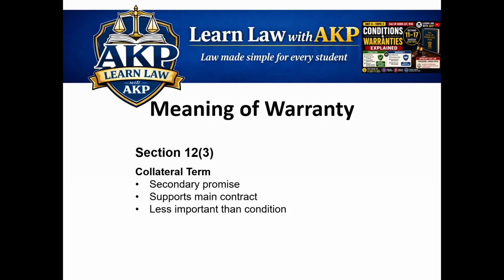Now, the meaning of warranty. A warranty is a stipulation collateral to the main purpose of the contract. It is less important than a condition. Its breach does not allow rejection of goods. The buyer can only claim damages. For example, a new car is delivered exactly as ordered, but the stereo system promised by the seller is missing. The buyer generally cannot reject the entire car but may claim compensation.